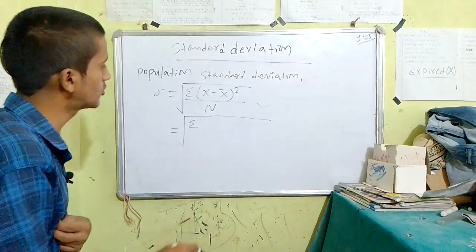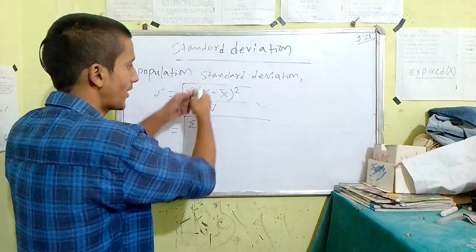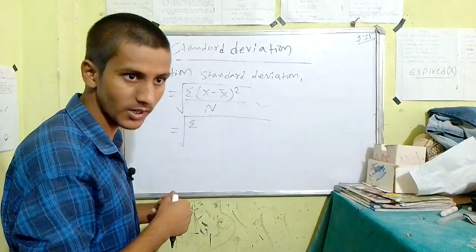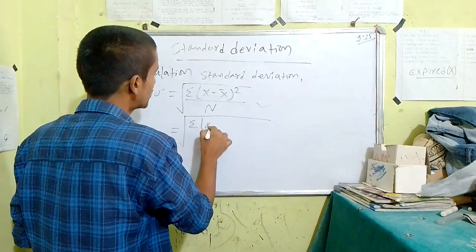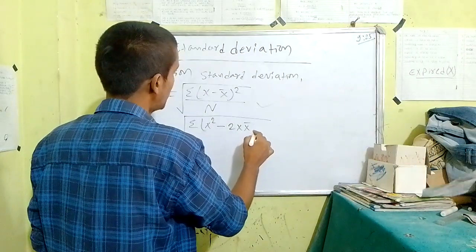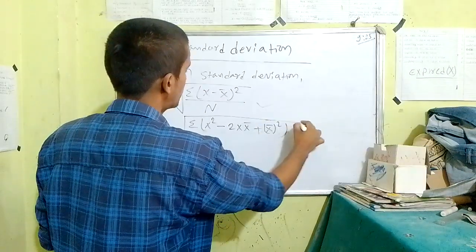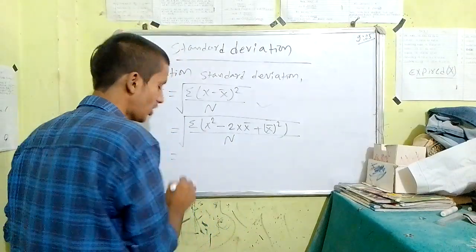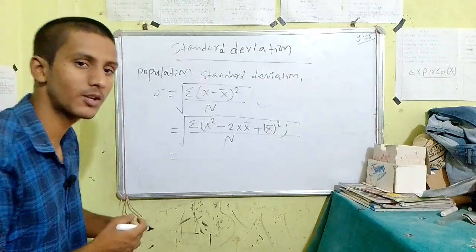of the summation. What I can do here is, this is a binomial, so I can expand it. This would be x squared minus 2x times x bar, plus x bar whole squared. Pretty straightforward. Divided by n. Got it? What happened to the sigma?